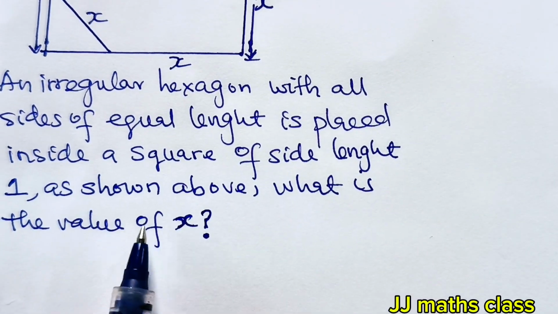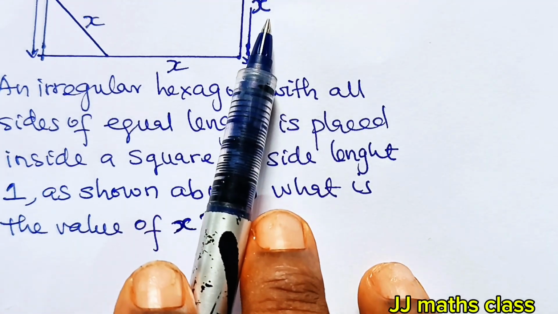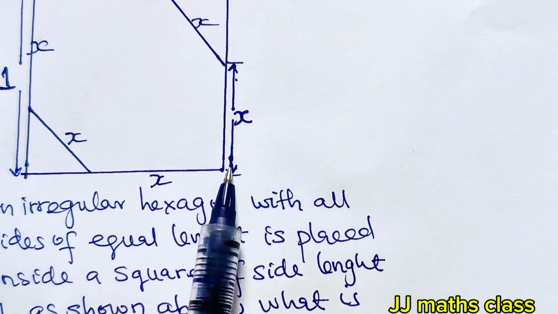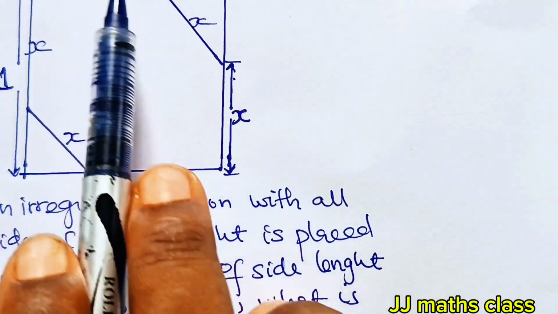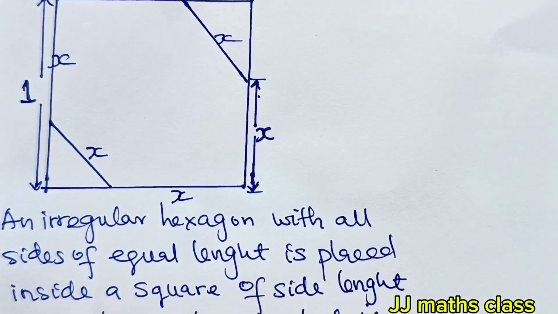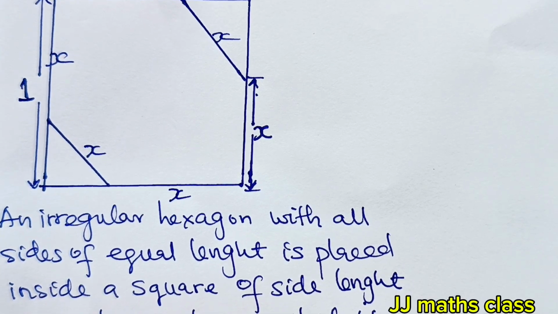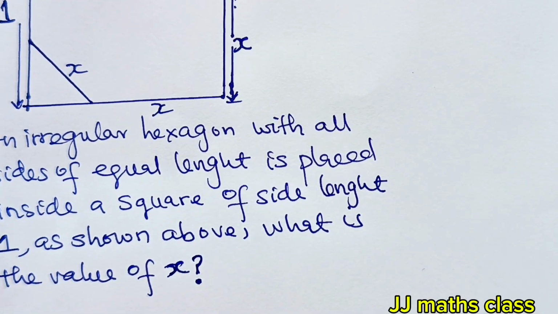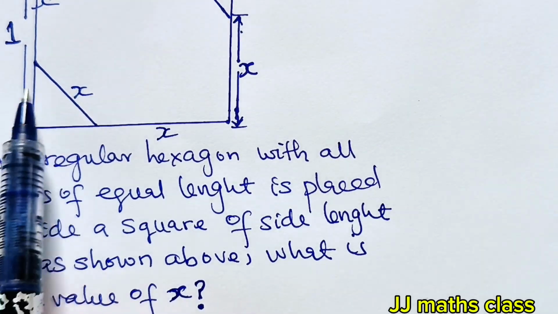Now we are asked to do what? We are asked to find the value of x. That means we are looking for the size, or the length, of one of the sides of the hexagon. Now this is actually very easy to solve. Let's get to it. First of all, let's start with what we know.